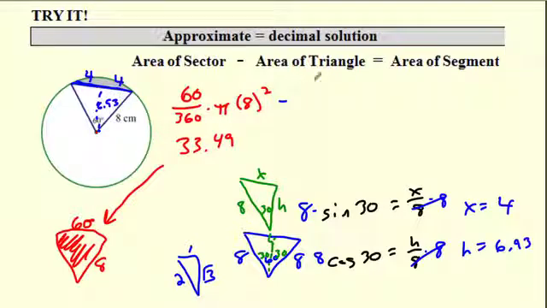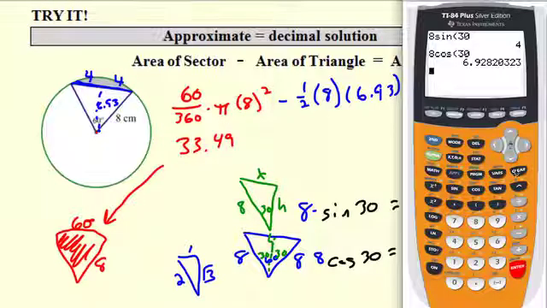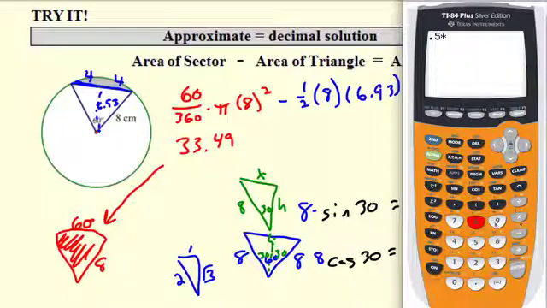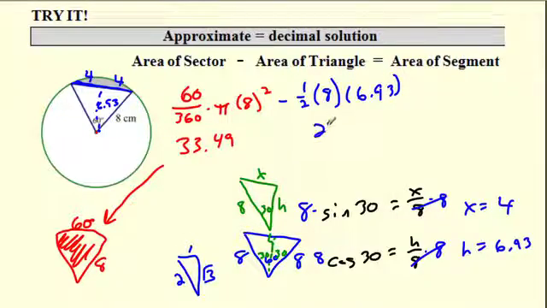So the base was 8, since 4 and 4 is 8. The height was 6.93. And if you notice, what is half of 8? Well, you're back to 4. So really, I could have just used this triangle here. However you come up with it is cool. There are some little shortcuts in there. So I'm going to say 1/2, or 0.5, times 8, times 6.93. Hit enter, and I get 27.72.